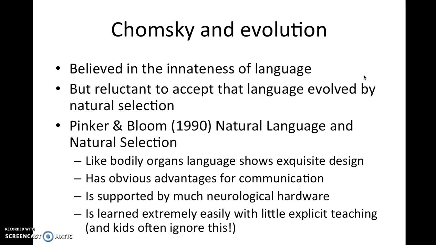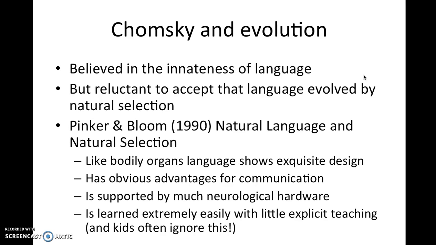Now, Chomsky believed that language was innate. He argued that language was innate, but in his earlier writings he was reluctant to accept that language actually evolved by natural selection. I think he subsequently is more ready to accept that principle now, and he's written a few papers which attempt to describe it. But the real first attempt to take Chomsky and put an evolutionary spin on it was by Steven Pinker and Paul Bloom in 1990, a kind of landmark paper in evolutionary psychology called Natural Language and Natural Selection.